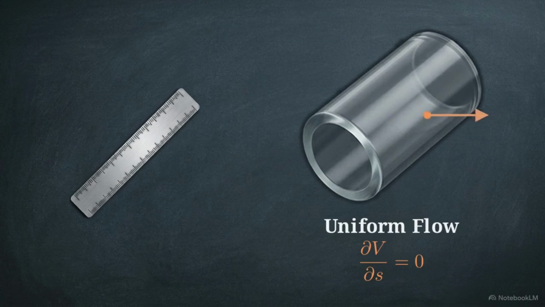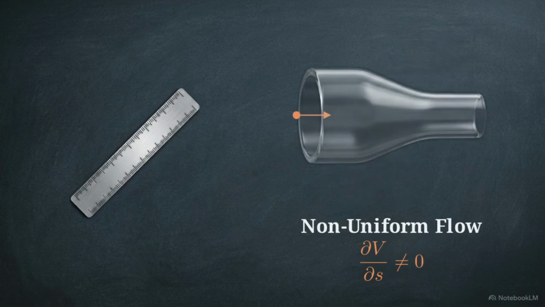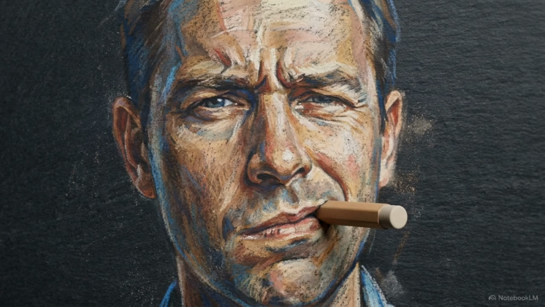Flow is uniform if the velocity remains constant as a fluid particle moves from point A to point B at a specific instant. In a straight pipe of a constant diameter, the flow is uniform. In a narrowing pipe, the fluid must speed up to get through the gap, meaning the velocity changes over that distance, making it non-uniform. This is where a common logic trap occurs.